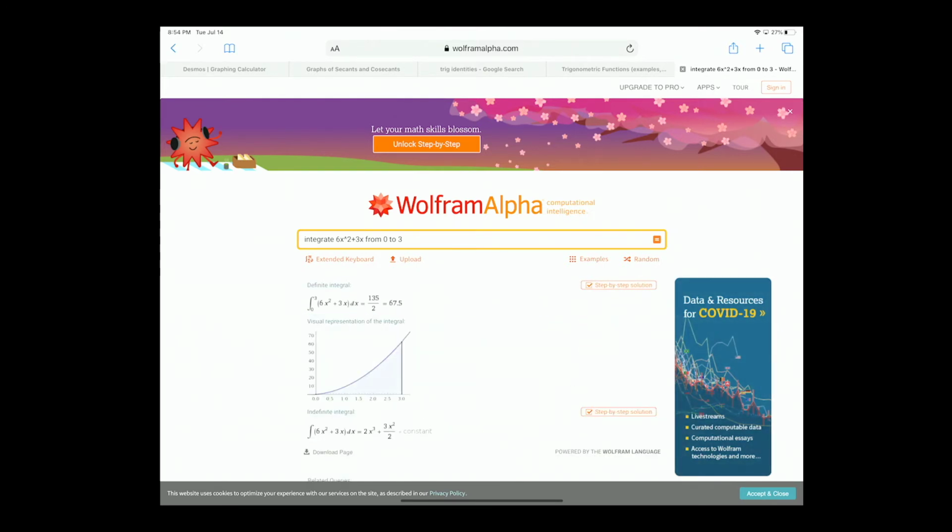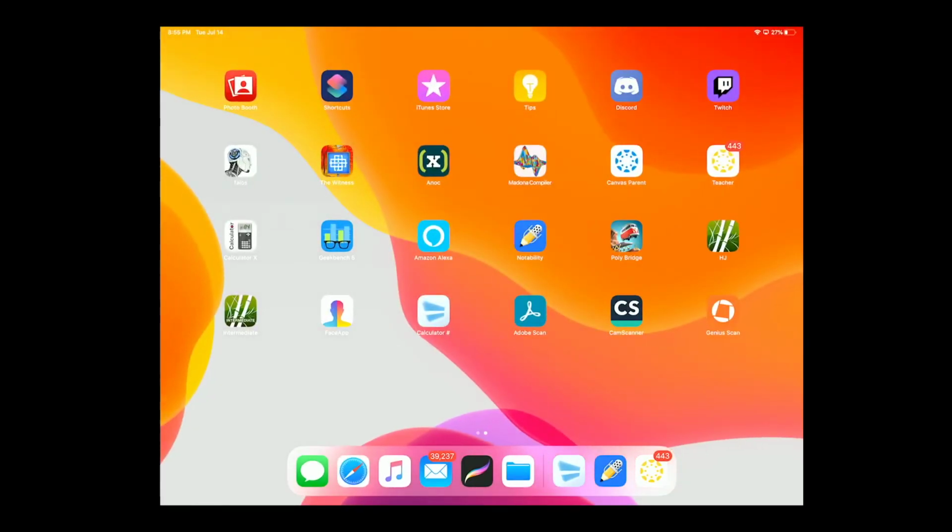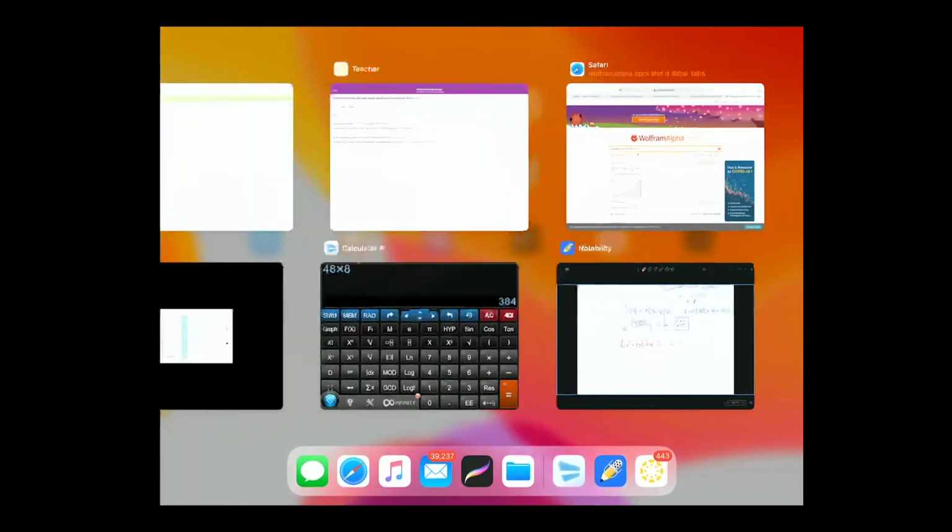Actual answer, 67.5. Okay, so we're actually exactly right. And there's actually a reason why we're exactly right, by the way.